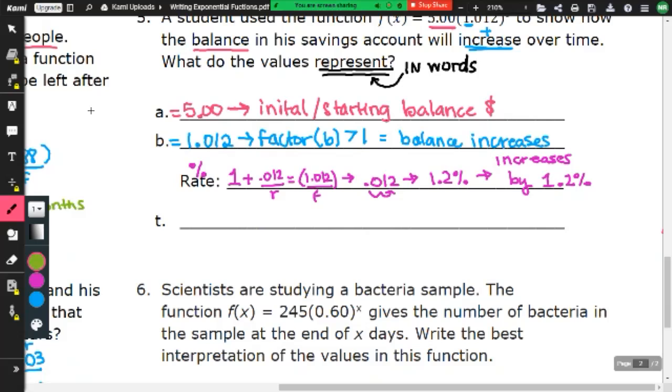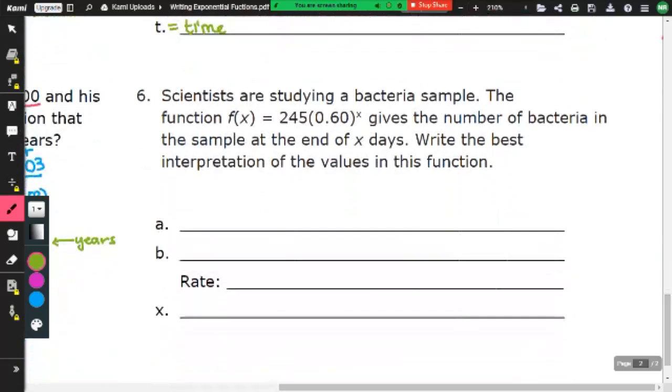T. T is my time. Remember, this can be described now. Does it tell you a specific time here? No, but it can describe days, months, years, whatever, okay? But it's time.